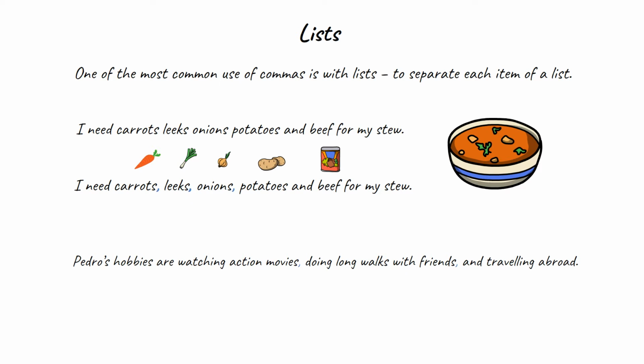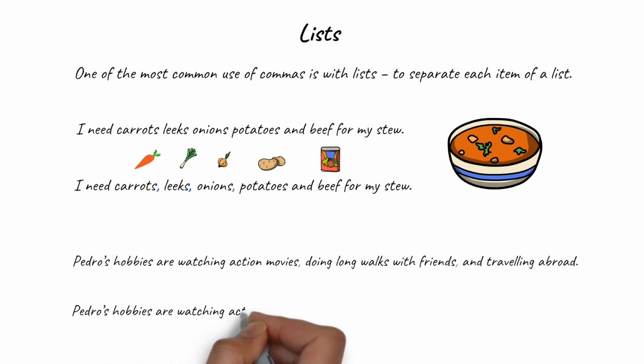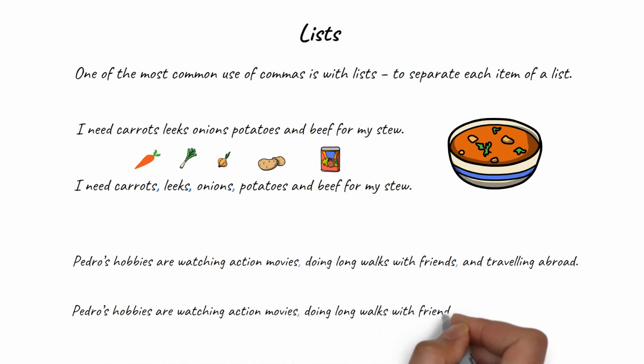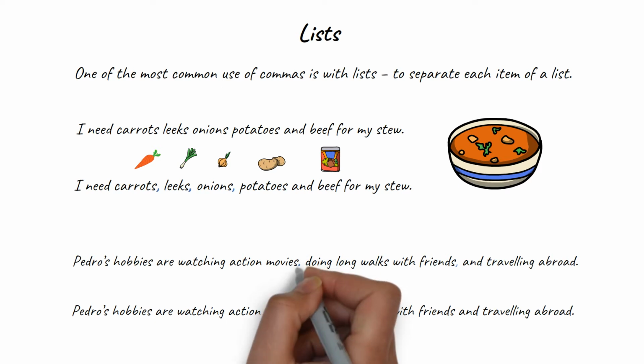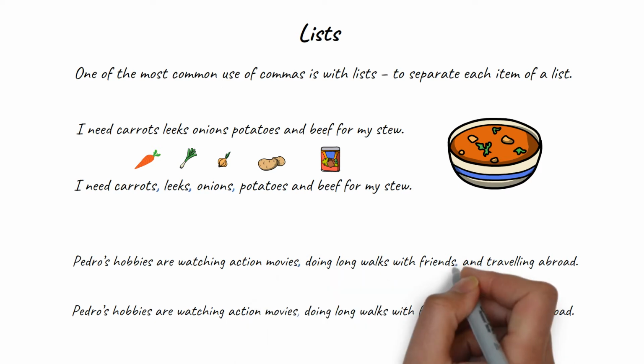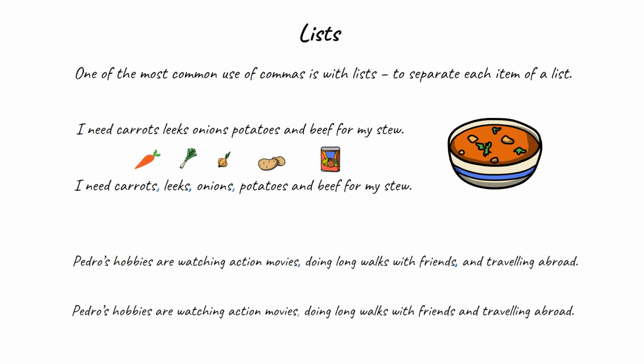Which sentence do you prefer? Pedro's hobbies are watching action movies, doing long walks with friends, and traveling abroad? Or Pedro's hobbies are watching action movies, doing long walks with friends, comma, and traveling abroad?